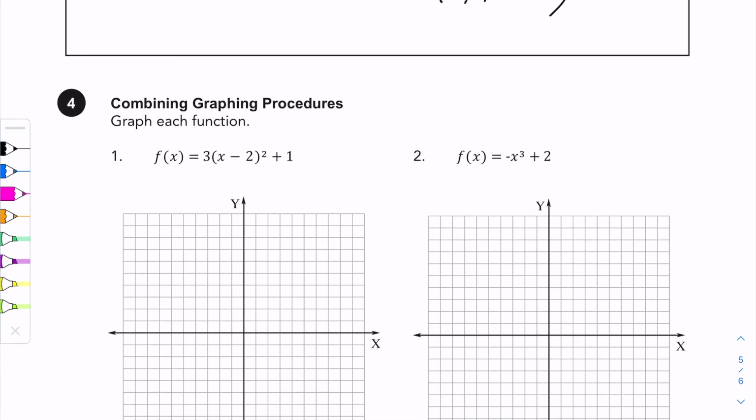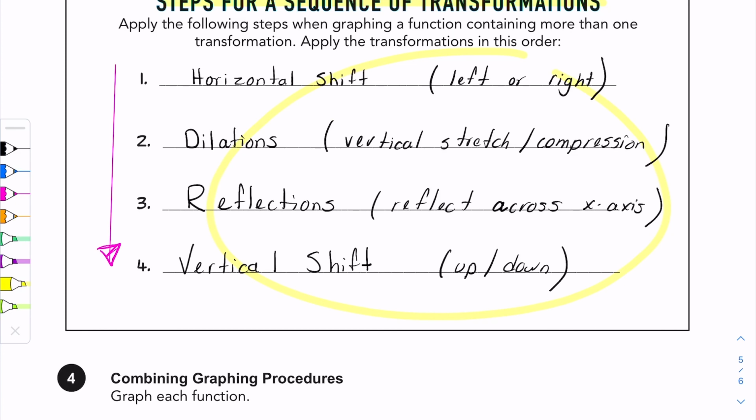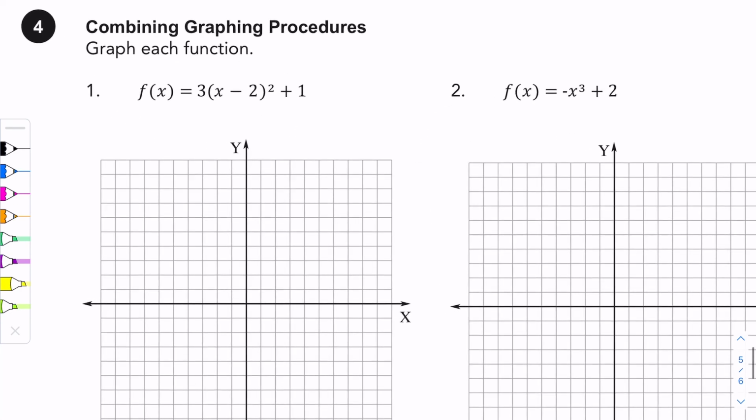All right, if we look at the two graphs here, these are graphs where we're combining multiple procedures. That means we need to follow this order right here. For number 1, our parent function is going to be y equals x squared, which has key points at -2, 4, -1, 1, 0, 0, 1, 1, 2, 4.